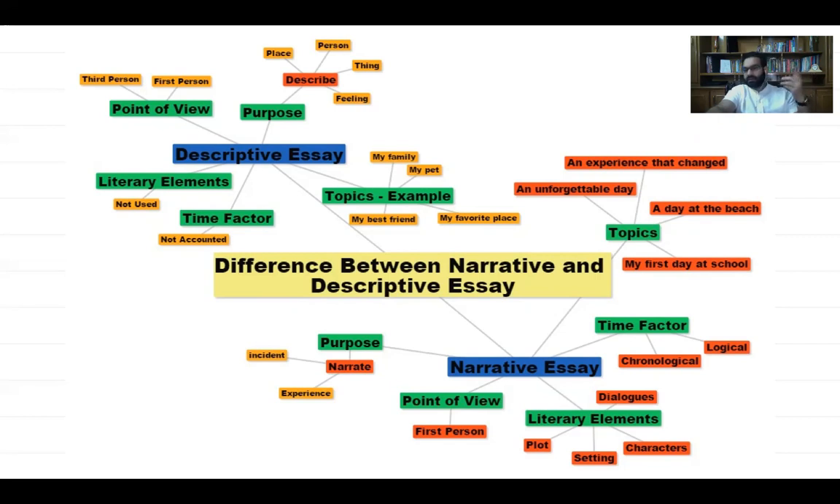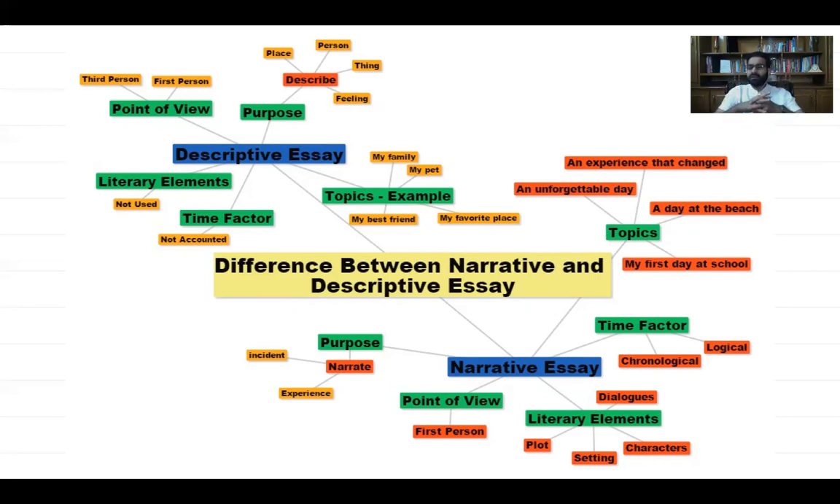Point of view can be third person and first person. Purpose, the way we have description: describe a place, person, thing, feeling. Literary elements are not used over here. Time factors are not accounted for over here. And then topics, for example, my best friend, my favorite place, my pet, my family. Such basic topics, you see, we are talking about.